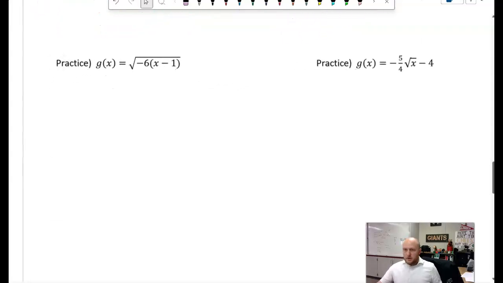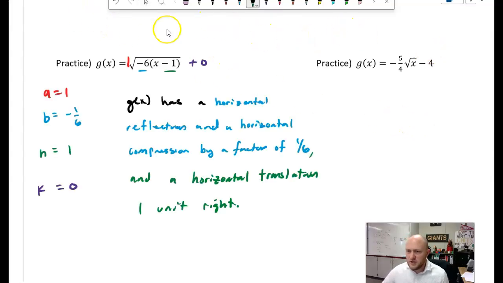All right, here are 2 practice problems. Please go ahead, pause the video. I want you to try these 2, and then I'll show the answers here in a moment. Okay, hopefully you paused the video. Here is practice problem 1. A value is 1, B value is -1/6. Did you flip it? You always got to take the reciprocal. The negative stays though. And then H value is a +1, K value is 0. The effects, G of X has a horizontal reflection that's from the negative and a horizontal compression by a factor of 1/6, and then a horizontal translation 1 unit right.